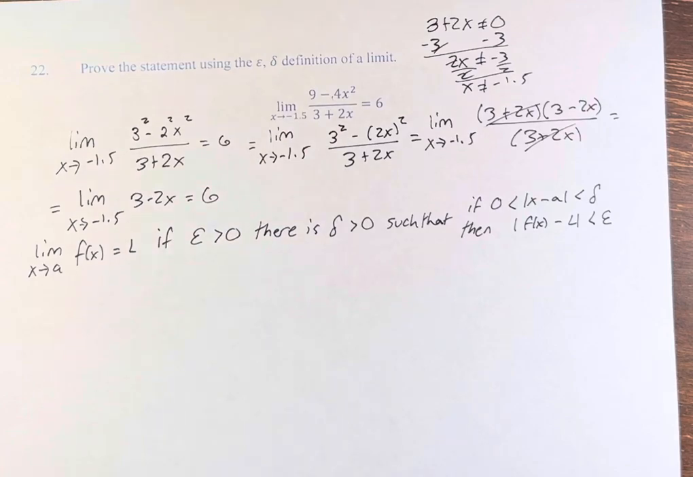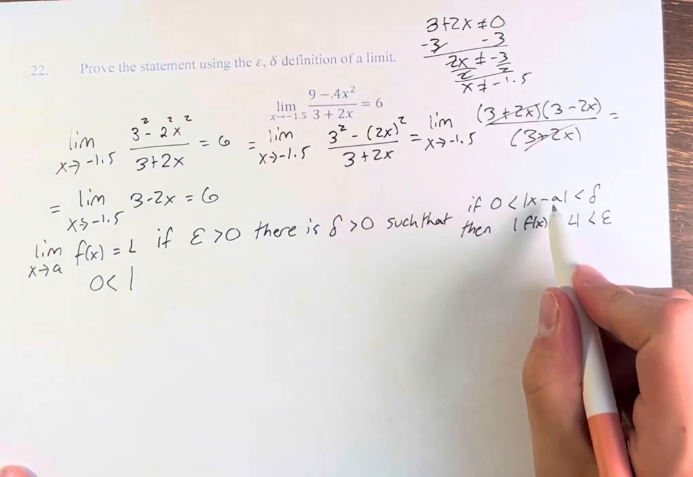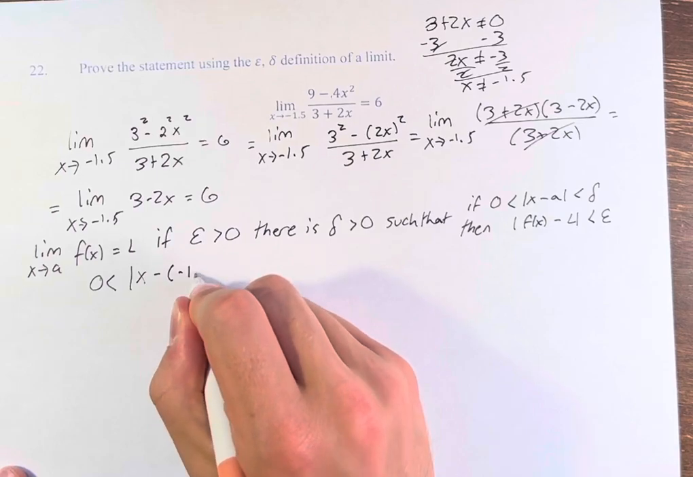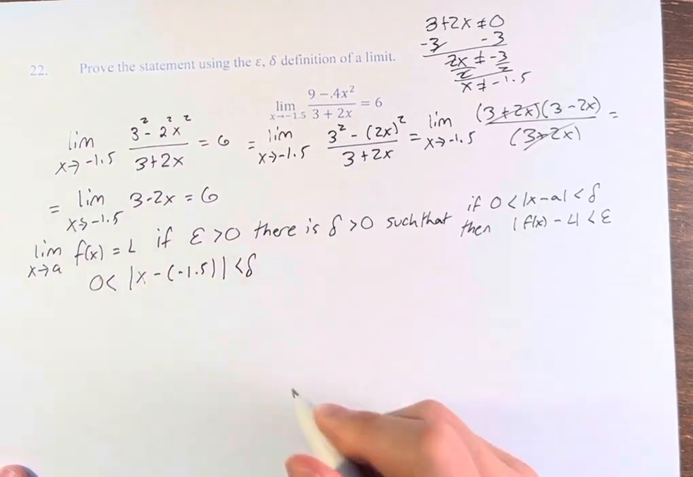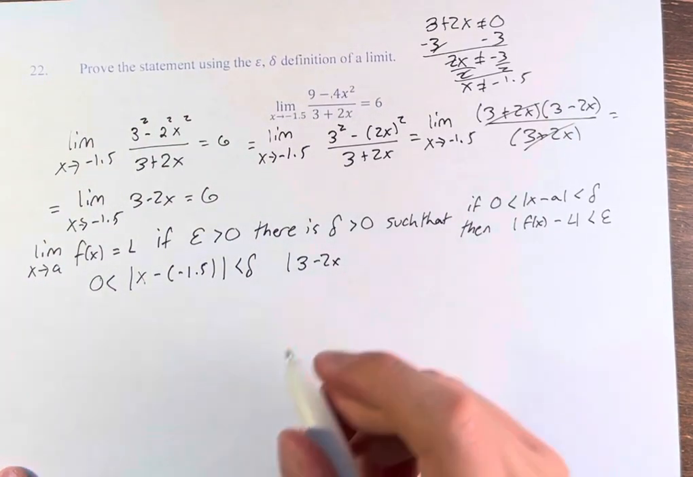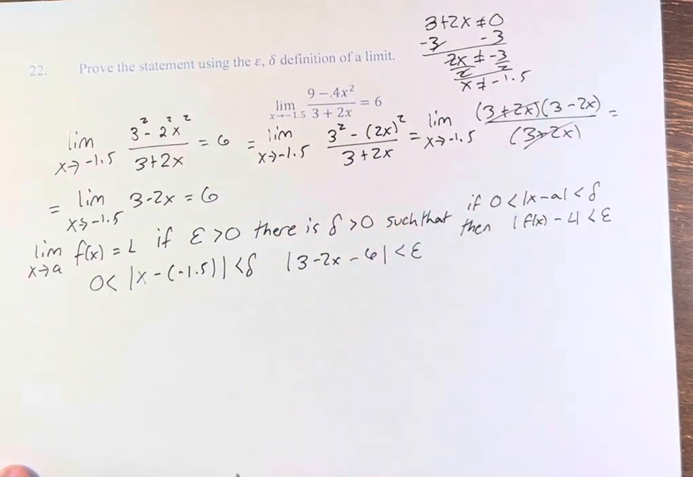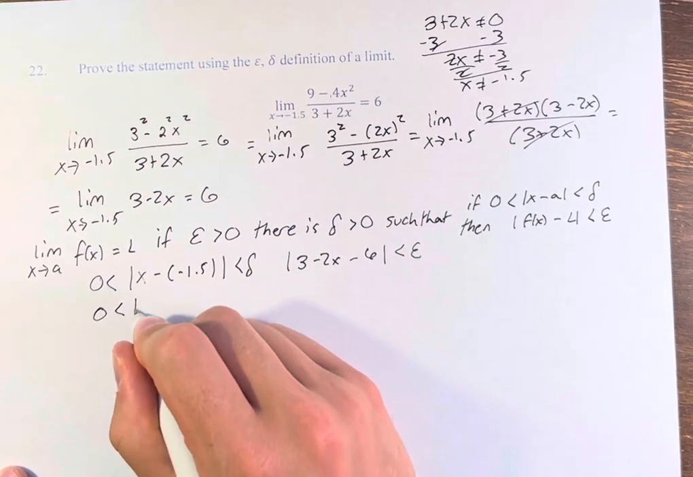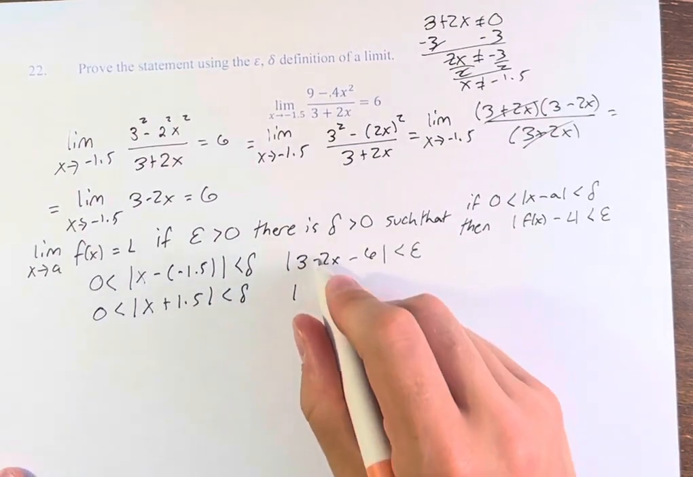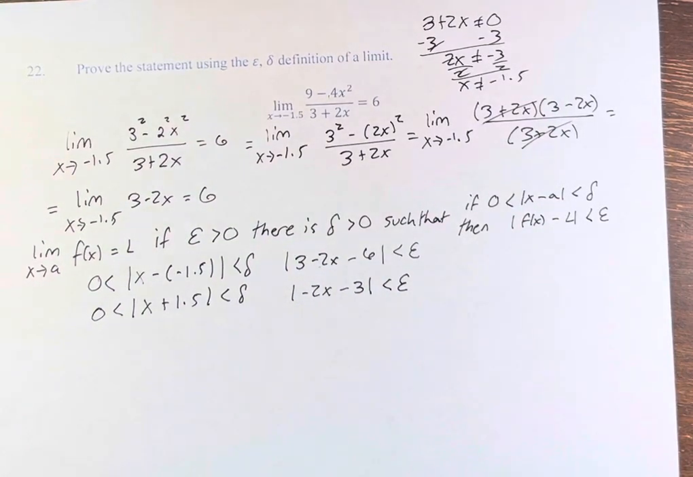So we have to find that and say, okay, we have 0 is less than the absolute value of x minus a. a is the value which x is approaching, so therefore a is negative 1.5. And f of x is the function, which we're saying in its simplified form is 3 minus 2x. L is 6, and this is less than epsilon. Therefore we have 0 is less than the absolute value of x plus 1.5 is less than delta, and the absolute value of negative 2x plus 3 minus 6, which is negative 2x minus 3, is less than epsilon.